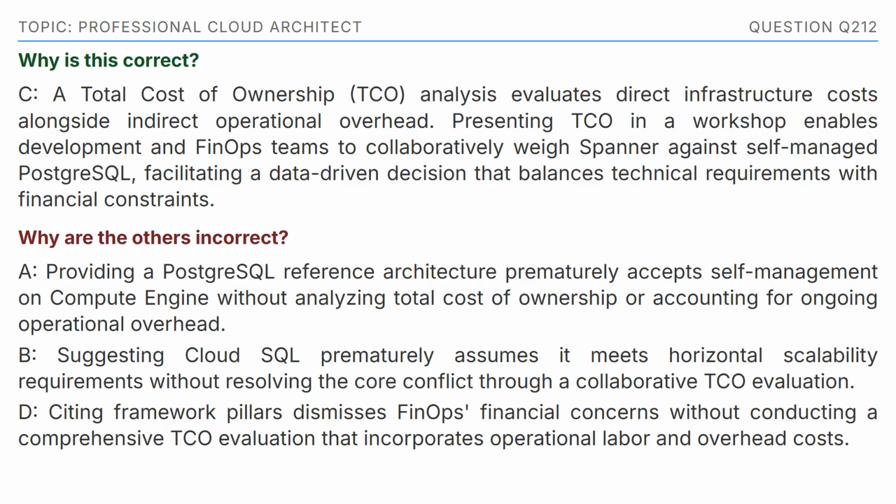Why are the others incorrect? A. Providing a PostgreSQL reference architecture prematurely accepts self-management on Compute Engine without analyzing total cost of ownership or accounting for ongoing operational overhead. B. Suggesting Cloud SQL prematurely assumes it meets horizontal scalability requirements without resolving the core conflict through a collaborative TCO evaluation. D. Citing framework pillars dismisses FinOps financial concerns without conducting a comprehensive TCO evaluation that incorporates operational labor and overhead costs.